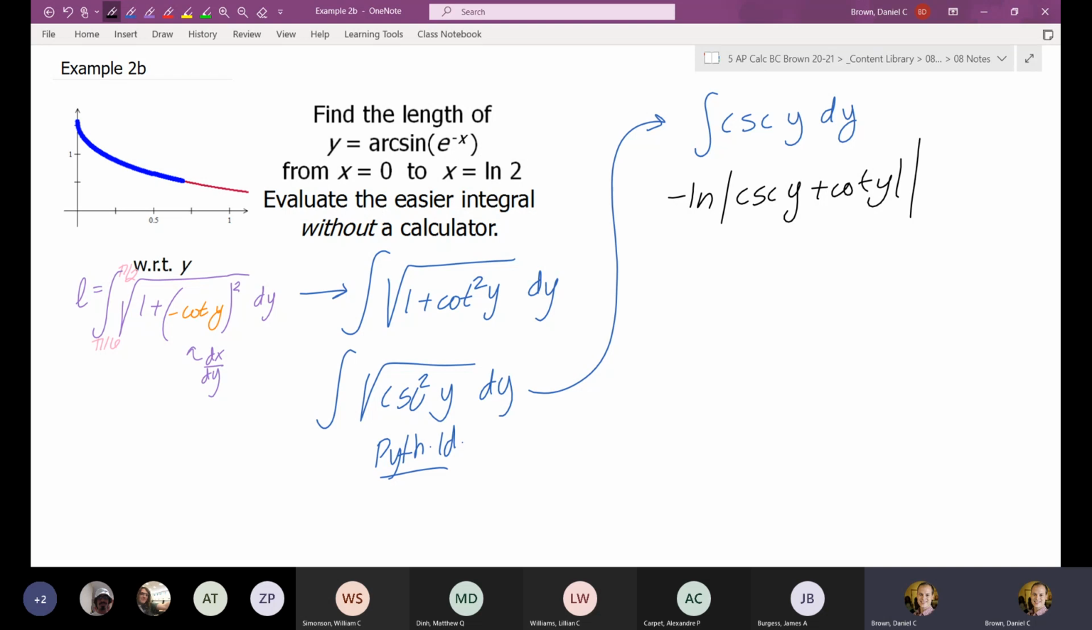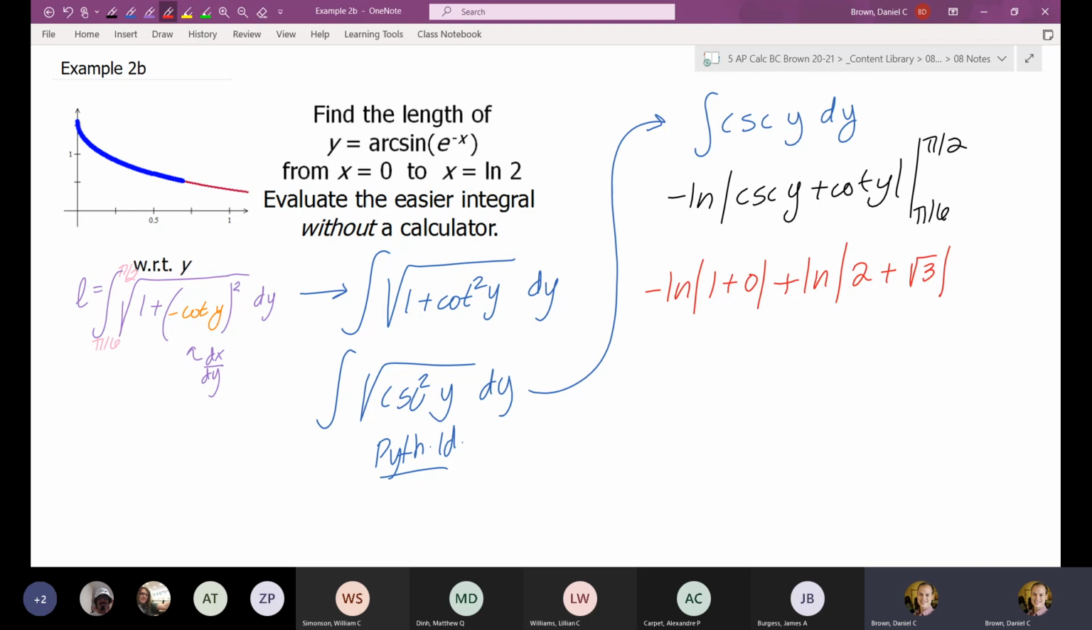And then this was a definite one, so we're evaluating this still from pi over 6 to pi over 2. Then we can finish it out. We got done with the hard part, plugging in the top minus plugging in the bottom. So I have negative natural log of the absolute value of cosecant of pi over 2. The sine of pi over 2 is 1, so cosecant of pi over 2 is also 1, plus cotangent of pi over 2, that's going to be 0 over 1, so 0, minus the negative natural log of the absolute value of the cosecant of pi over 6. So what's the sine of pi over 6? 1/2, so cosecant would be 2. And then what's the cotangent of pi over 6? That's going to be the cosine over the sine, which is just the square root of 3.